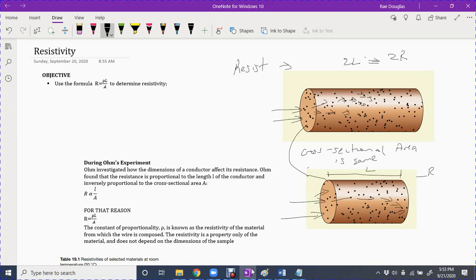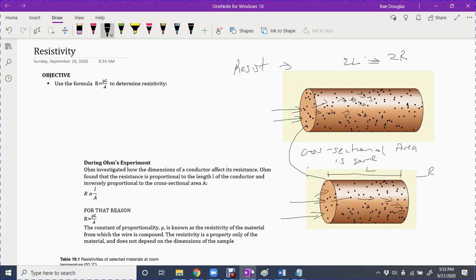So if you're going to design a circuit or something of that nature, you want to limit the amount of wire you would use, so that you won't run the risk of resisting the charge, so that you don't get enough charge to power up your other components. Okay, so we have established that the length is proportional to the resistance. So if the length increases, the resistance increases.